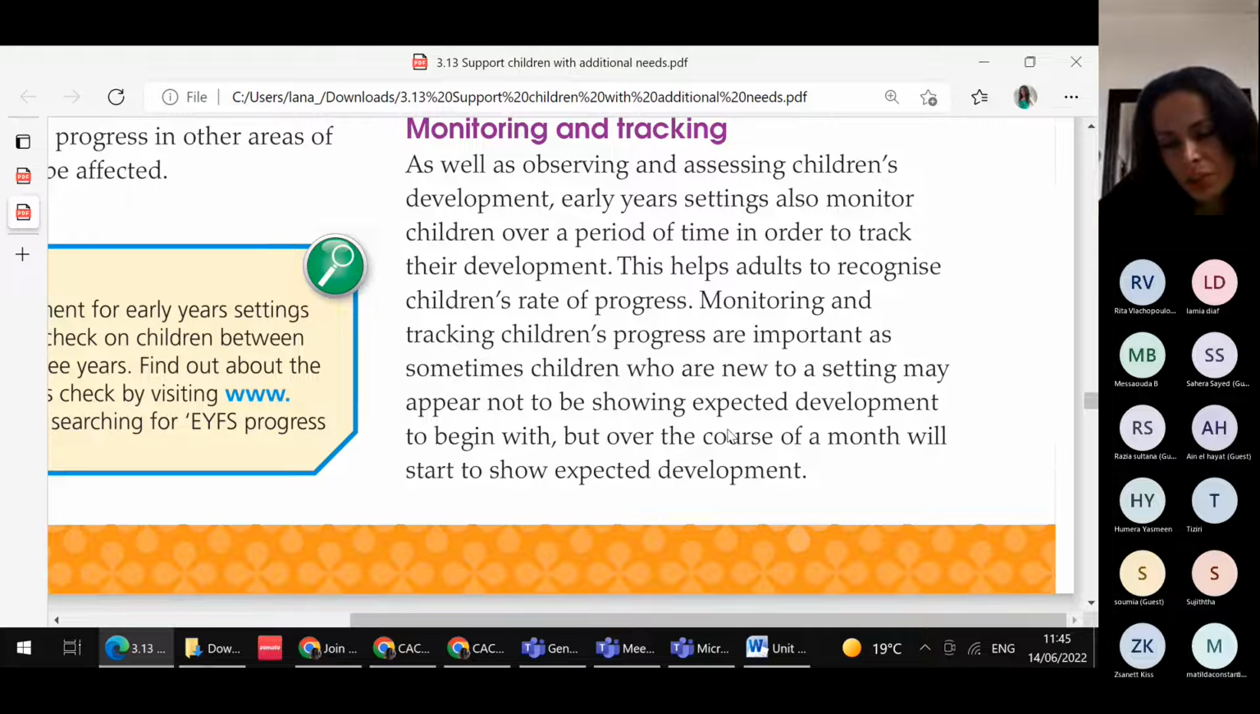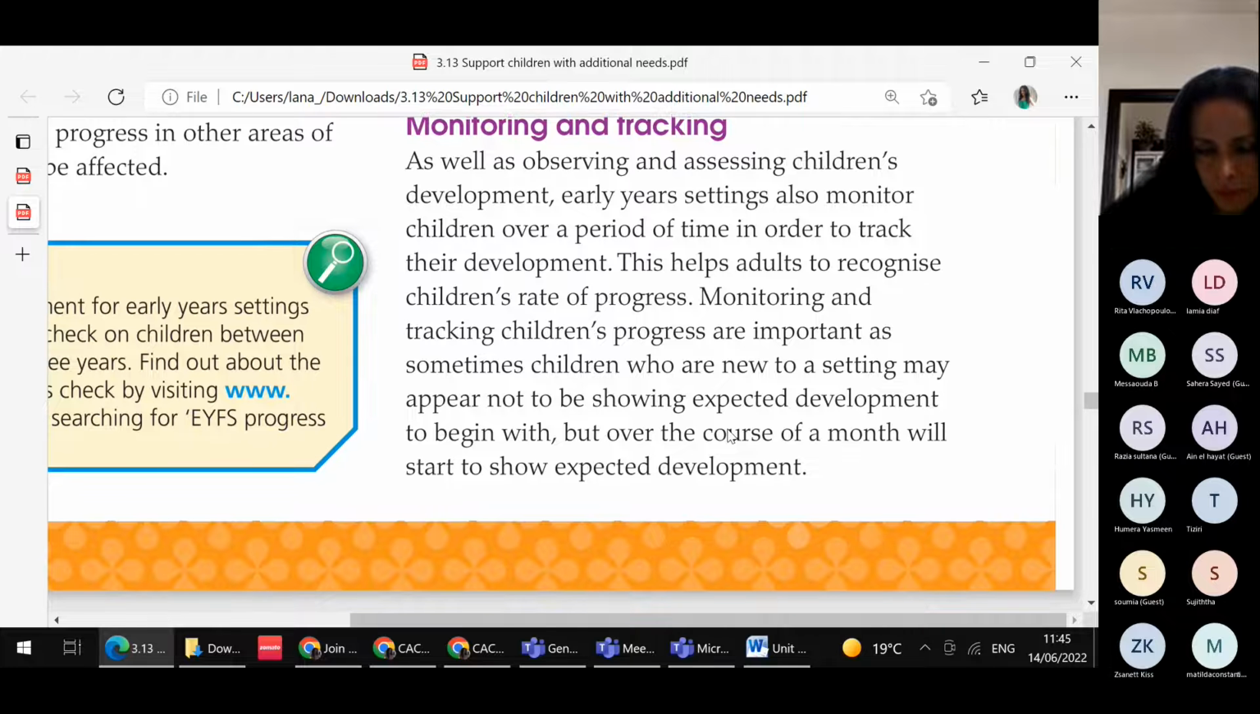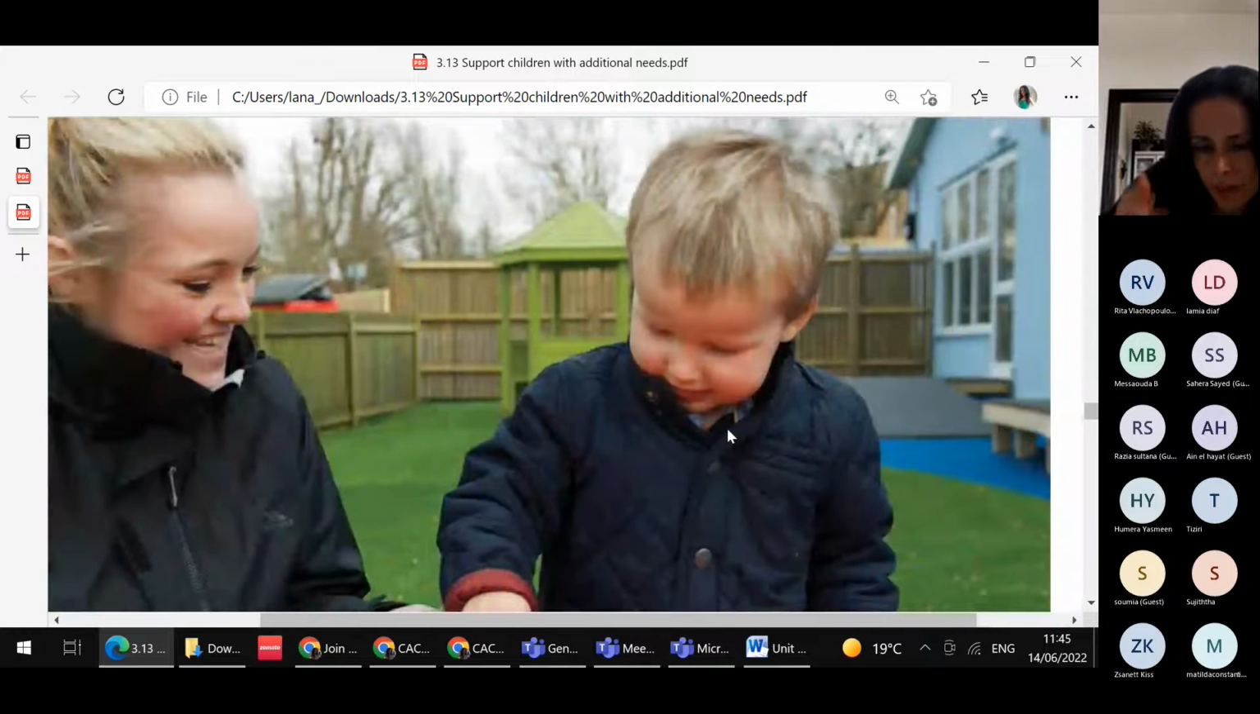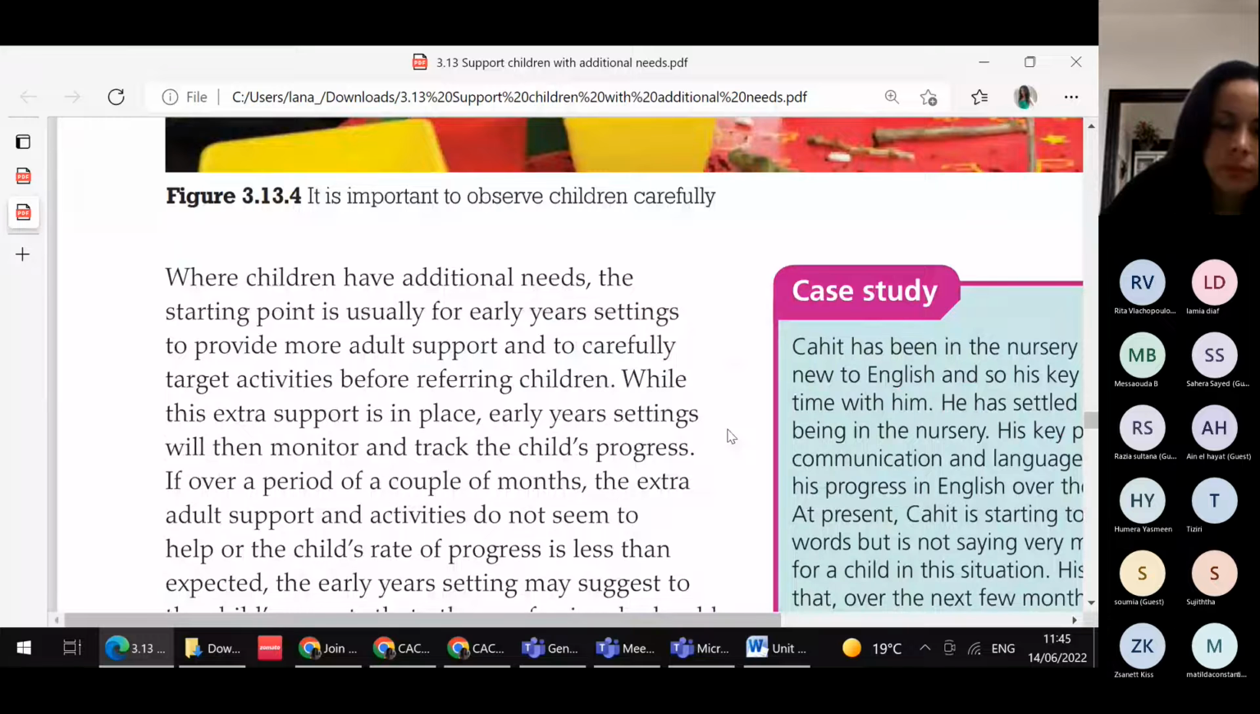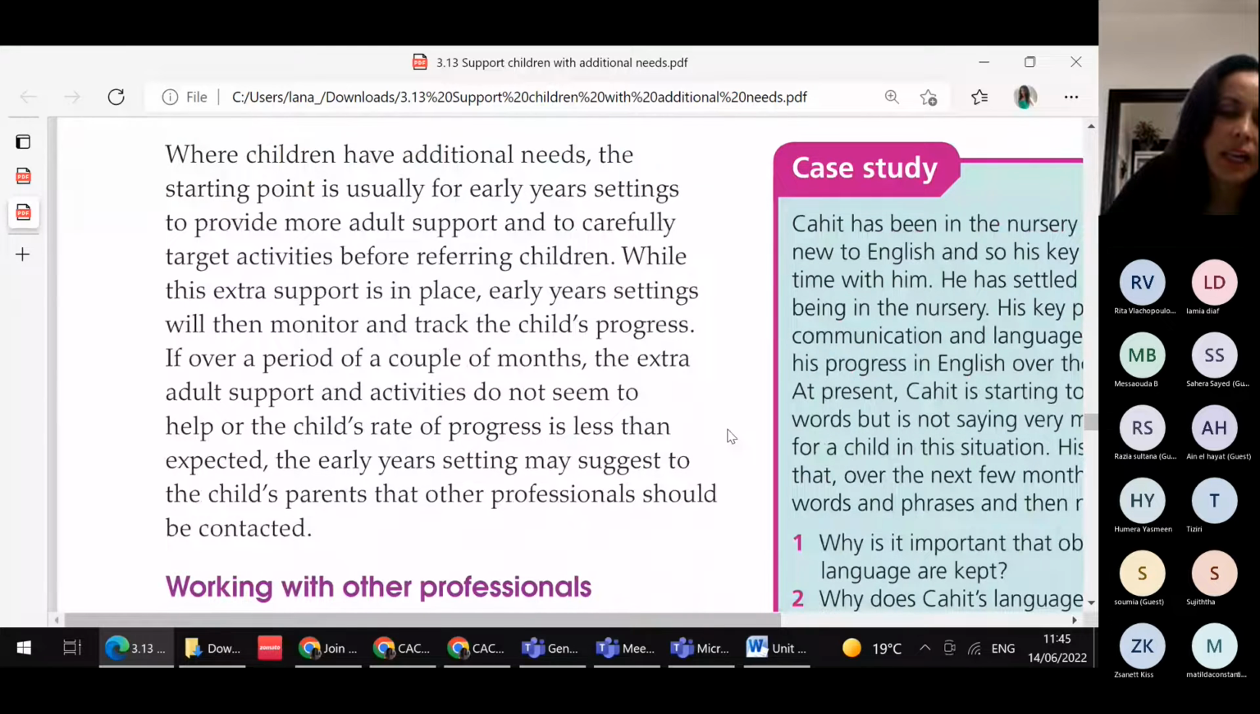While if he or she stays longer, let us say a month, then you start expecting a better development. Why? Because this child will have friends, make relationships, and start talking and communicating. If they don't, then there is a problem with their development. So then you can realize that this child has got additional needs.